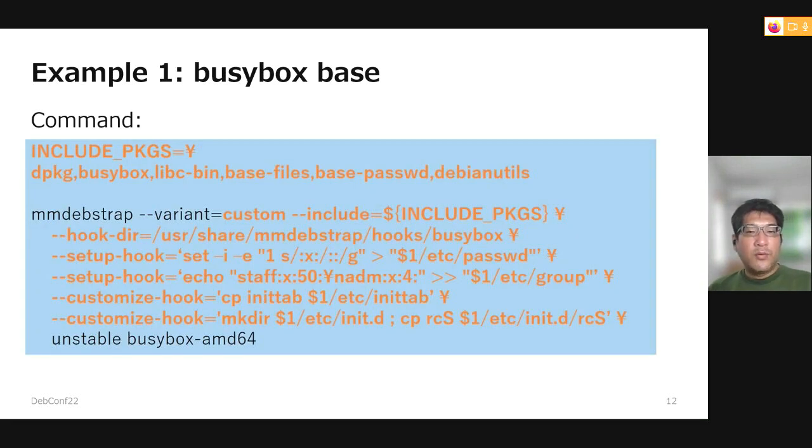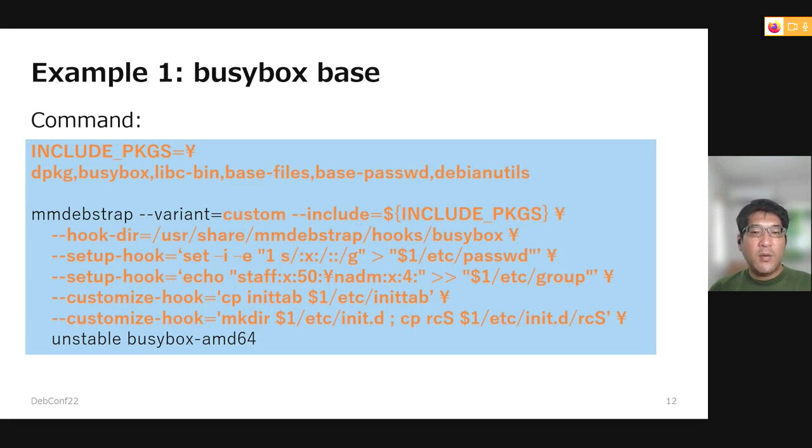Let's see how to create images based on busybox. Specify custom for the variant and specify minimum packages centered around busybox with the --include option. There are dpkg, busybox, libc6, base-files, base-passwd, and debianutils packages. In this example, it is defined by include_dpkgs.